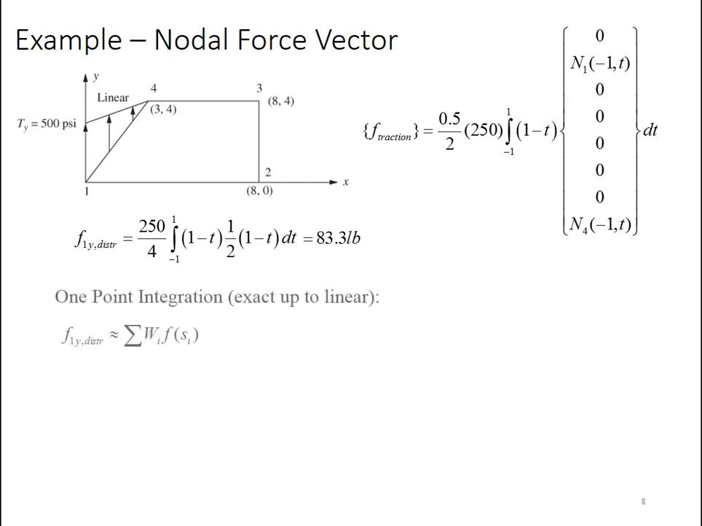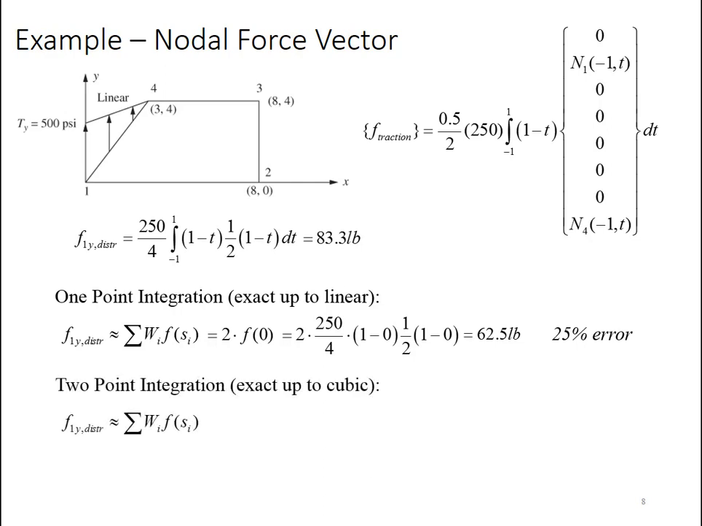So if now I decide to approximate that with a single integration point, which is going to be exact up to a linear integrand, notice this is a quadratic integrand, so it will not be exact. So 1-point integration means I take the full width of the integral from -1 to 1 in the t direction, so that's 2, and then I multiply it by the function evaluated in the middle of the range, so that's at location 0. So that gives me this expression when I plug in t equal to 0 inside the integrand, and it gives me a final total of 62.5 pounds. That's a 25% error by using a single point integration.